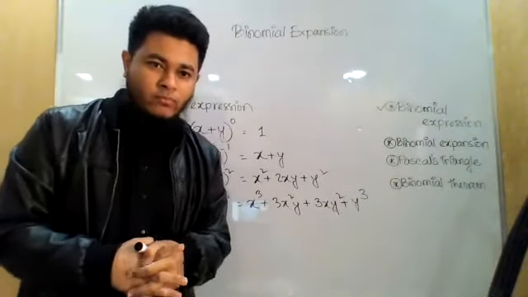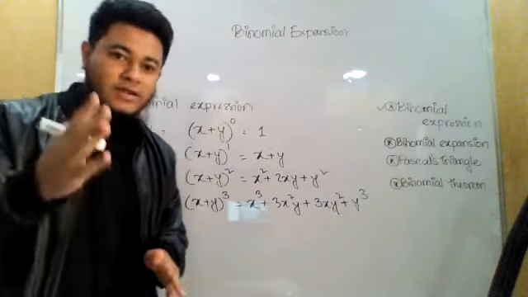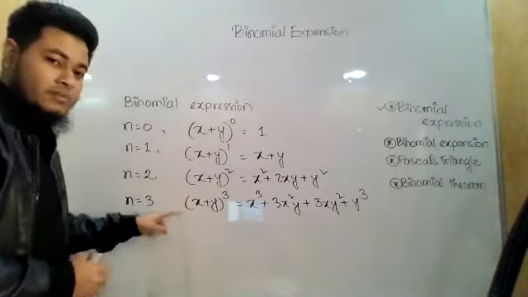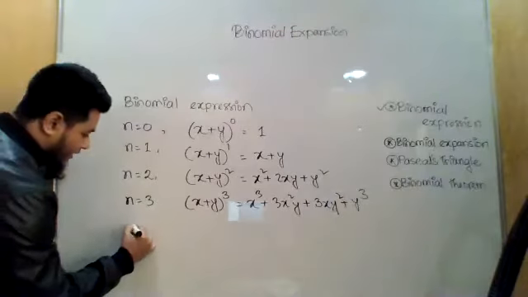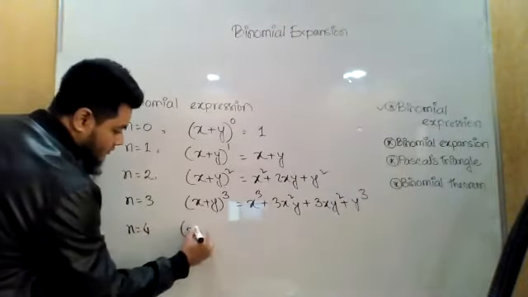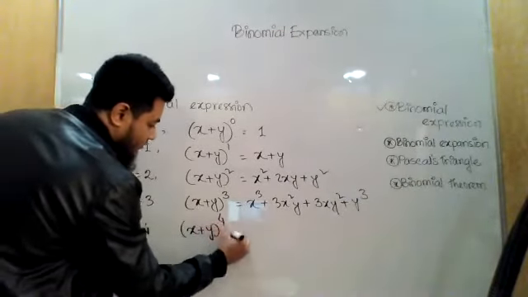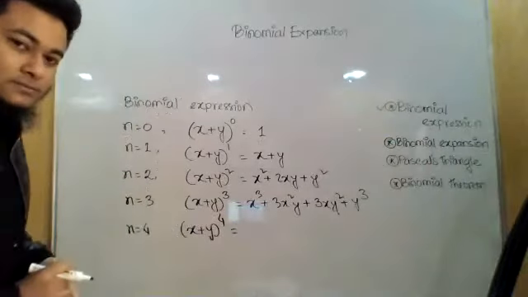Yes, sir, we know only up to three, no. Very good. We know up to that point. You know up to 3. But what if I go further? n is equal to 4. Then (x plus y) whole to the power 4. Now can you write it?